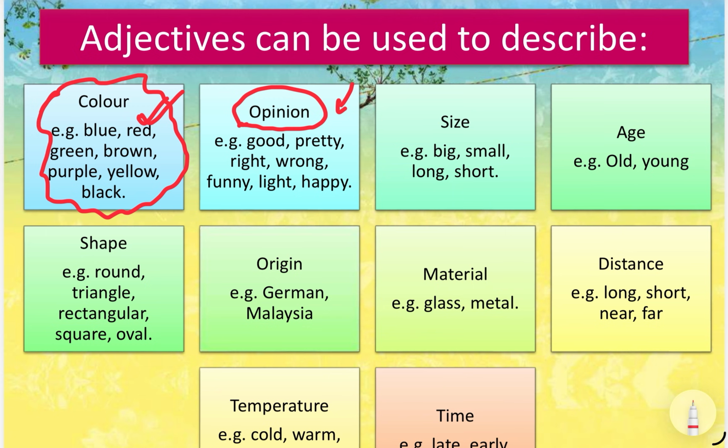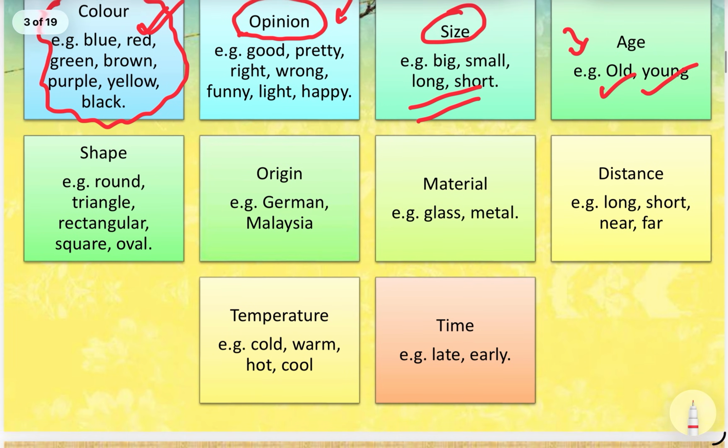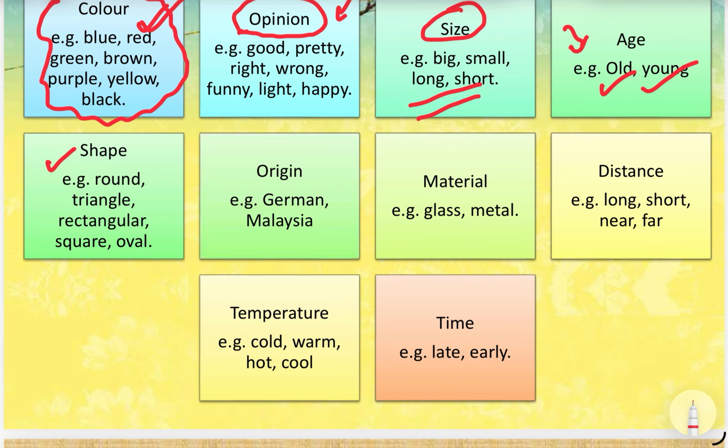Size: an adjective can tell the size of a noun, big, small, these are all adjectives. Age: old, young, this is also an adjective. They are basically describing the noun. It gives an understanding of shape, origin, material, distance, temperature, time. It means when you are giving the exact qualities or type of different nouns, these are all adjectives.